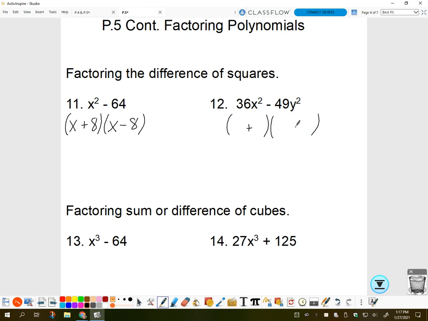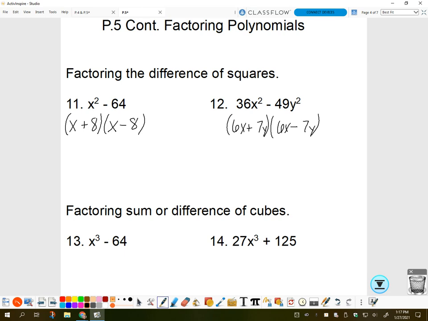You know you want a positive and a negative in the two parentheses. You want the square root of 36, which is 6, in the front, and the square root of 49, which is 7, in the back. And whatever their variable is, that goes with it. Now it has to be squared or to an even exponent.